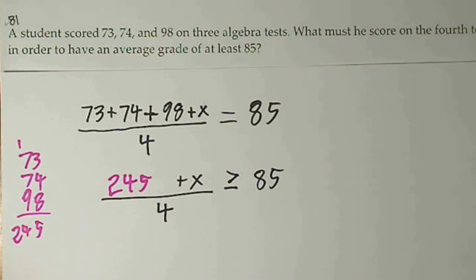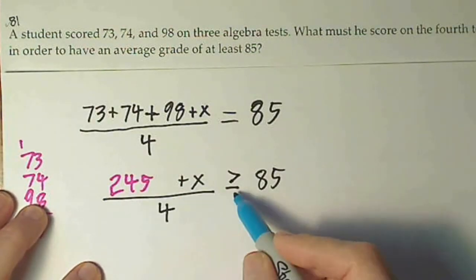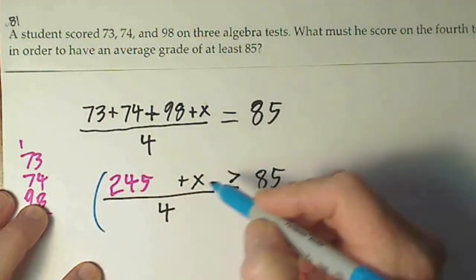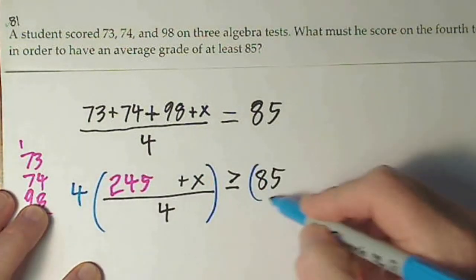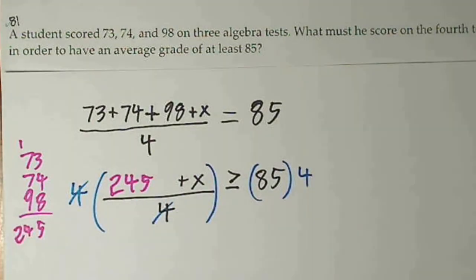Okay, right now the troublemaker is this 4. So let's get rid of the 4. This 4 is held by division, so I'm going to use multiplication. Incidentally, this isn't the only way to go about cleaning this up, but to me it's the easiest way. So I will multiply each side by 4. 4 goes into 4 once. Hey, look at that.